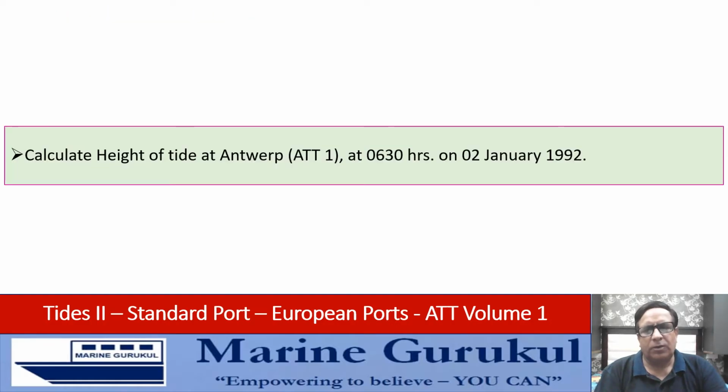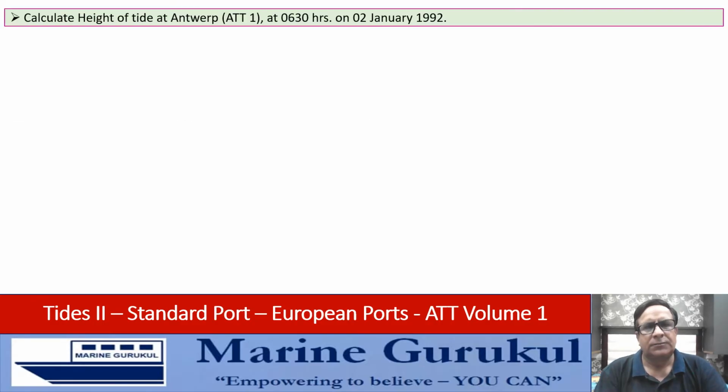We shall apply whatever we have learnt in calculating times and height of tide at the standard port of ATT Volume 1 through a few examples. Calculate the height of tide at Antwerp, ATT 1, at 0630 hours on 2nd January 1992. We know that Antwerp is a standard port. Why? Because the video itself is aimed at covering the standard ports in ATT Volume 1.